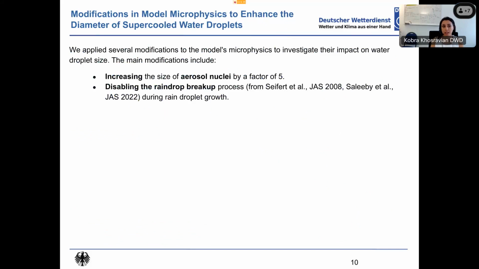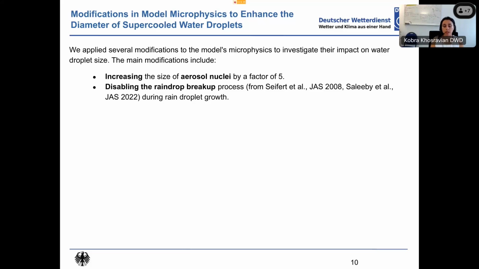microphysics to improve the diameter of the supercooled water droplet, or at least to see the effects of changing different parameterizations. Here, I will show you the effect of the two main changes that we did in our microphysics. The first one was increasing the size of the aerosol nuclei, which is the nuclei of the rain droplet, by a factor of 5 to make the rain droplet bigger.